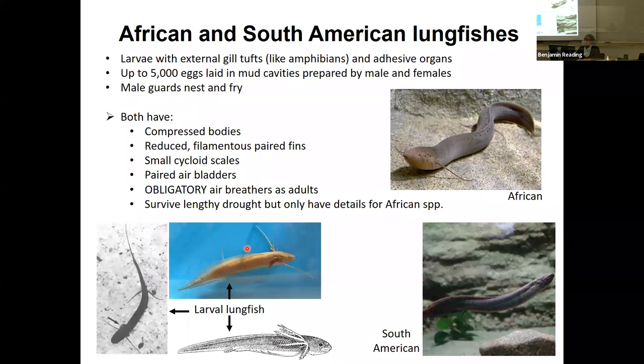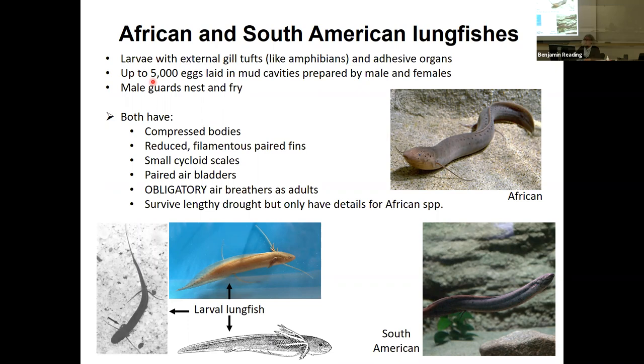The African and South American lungfishes have larvae that have external gill tufts, kind of like newts. There are external gills like this that grow outside of the head as larvae, and then as they mature to adults, these go away, and the gills then become enclosed entirely within the head. They have kind of reduced filamentous paired fins. So in the case of the African lungfish, these things are quite long, whereas in the South American, they're very short. So shorter legs on the South American lungfish, longer ones on the African.